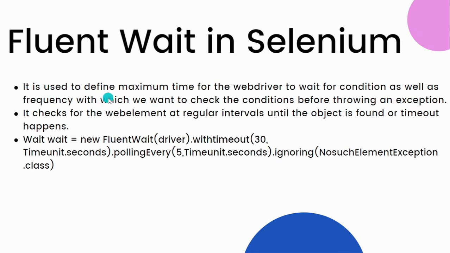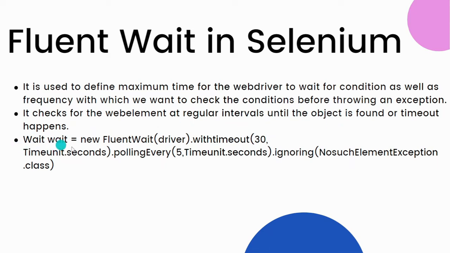Fluent wait is used to define the maximum time for the WebDriver to wait for the condition, as well as the frequency with which it has to check for the condition before throwing the exception. So in the fluent wait, it also provides us with the facility of setting the frequency at which it has to check whether the condition is met or not. That is what we call the polling time in the fluent wait, and it will check for that particular web element at regular intervals until that object is found or the timeout happens.